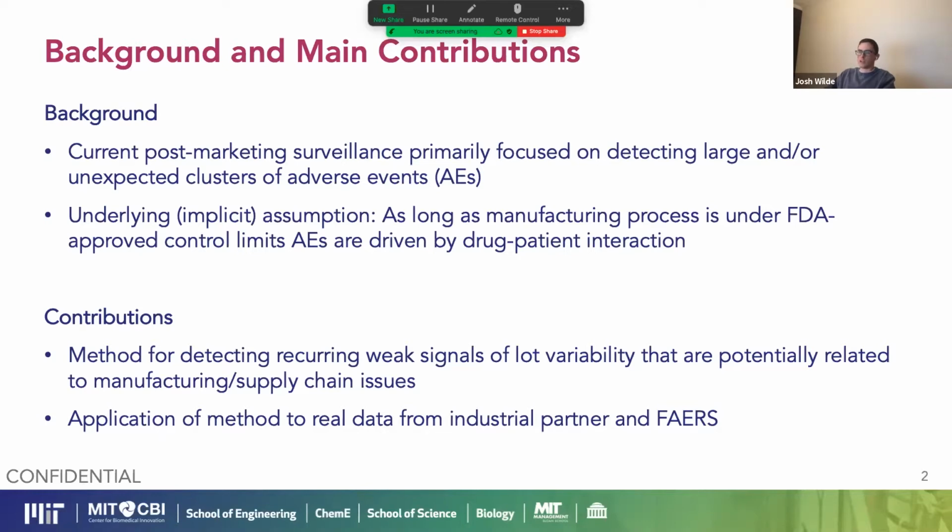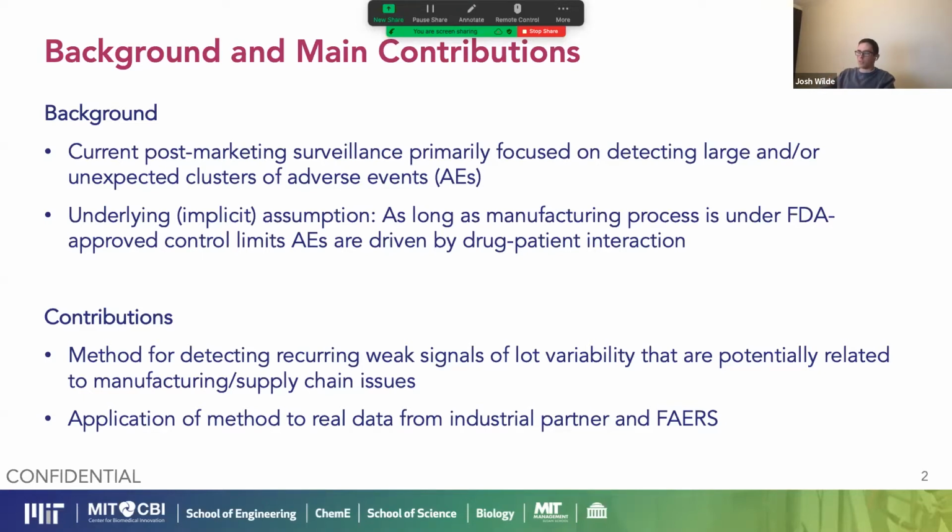What's missing from this analysis is any sort of method for detecting recurring weak signals of lot to lot or batch to batch variability that could be related to manufacturing or supply chain issues related to these drugs. And so that's what we've been studying, and that's what I'll present today. And I'll present an application of this method to real data from an industrial partner, as well as this public data set. And this last bullet is not nearly as trivial as you might expect.